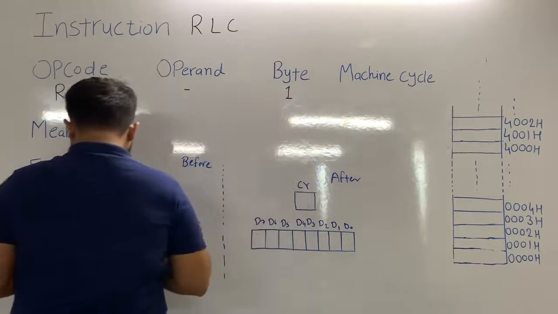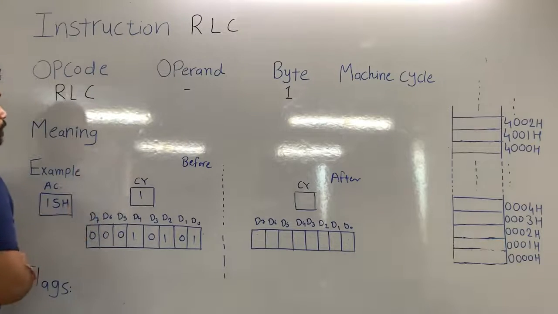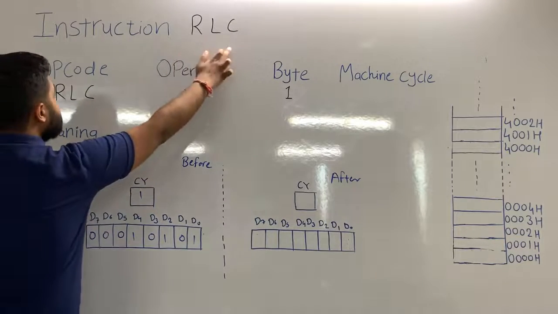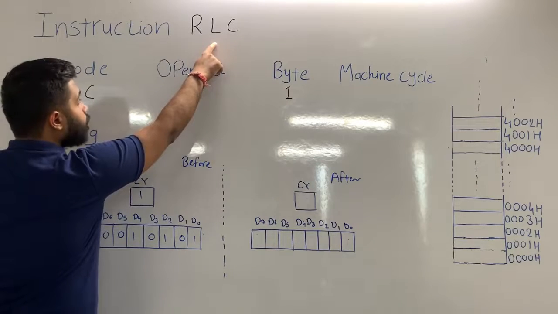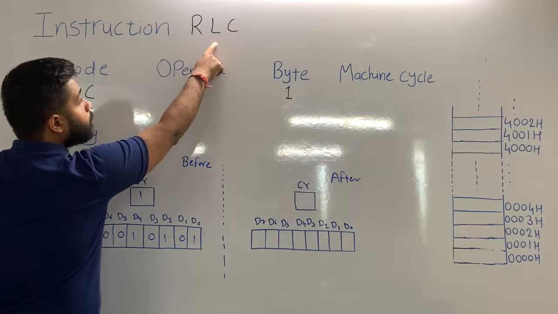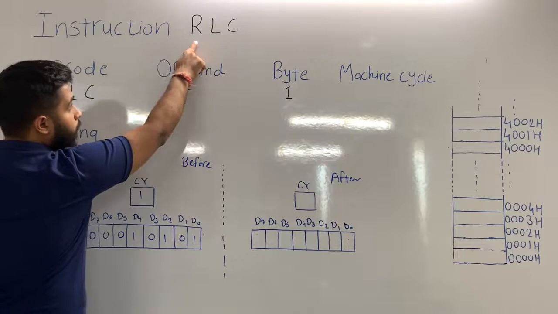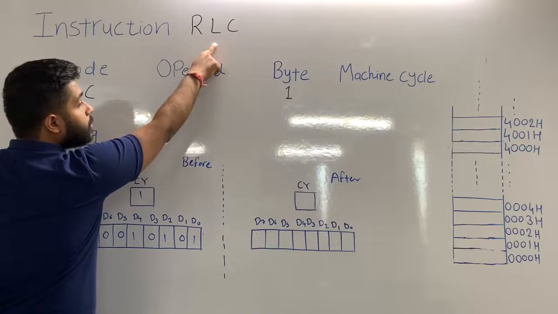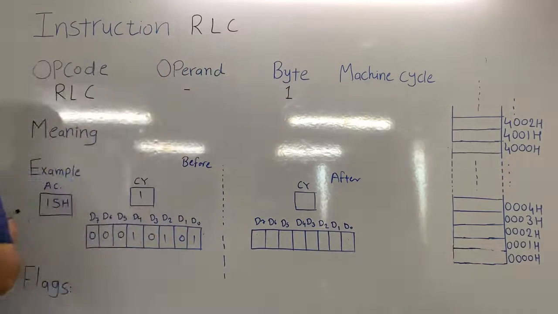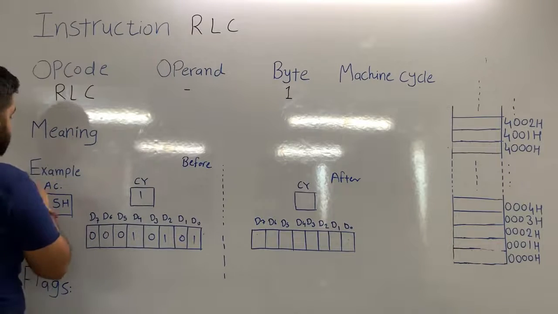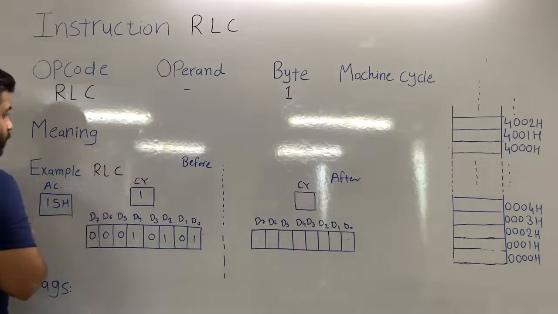Machine cycle we are going to see, but before that, let's see the meaning of the instruction. RLC means rotate the content of accumulator left side without carry. I am repeating, rotate content of accumulator left side without carry. So let's see one example so that you can get a clear idea. The example is RLC itself.